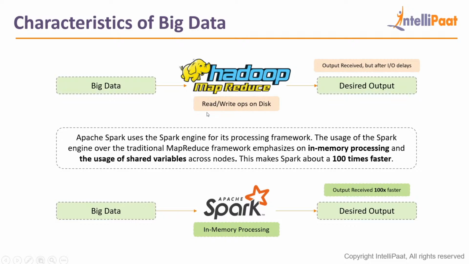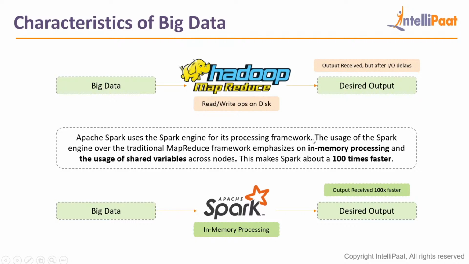So we can see that there are read-write operations on the disk. You're transferring the data into the RAM. The data is going into the CPU. It is being processed, it is being put back into the RAM, and then being put back into your hard drive, right? So the time taken for the data to transfer to and fro between the hard drive and the RAM is adding up essentially. So you're getting your output, but with input-output delays.